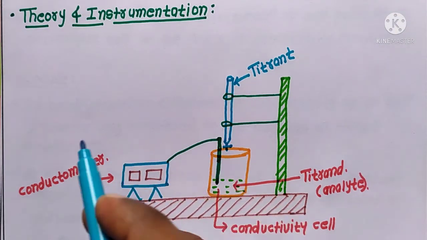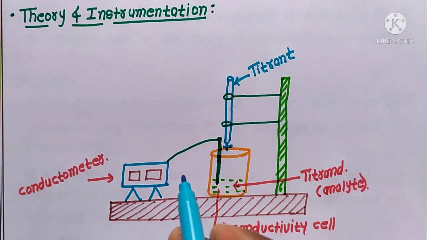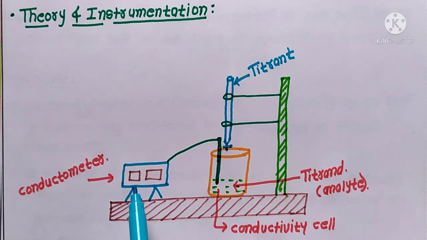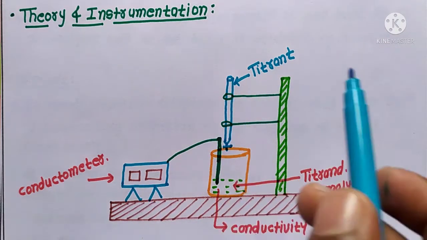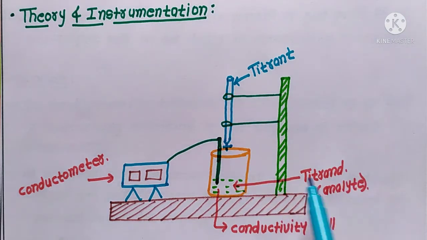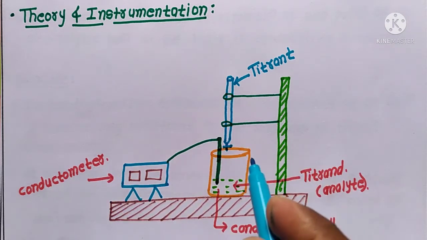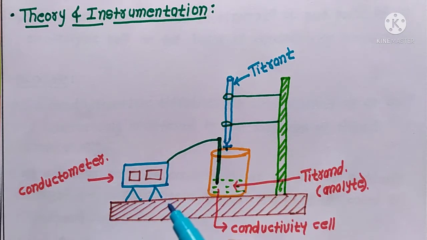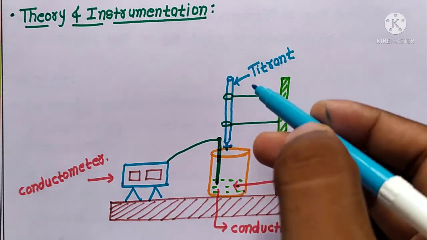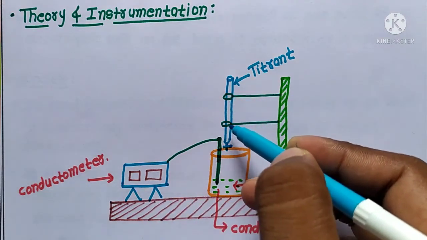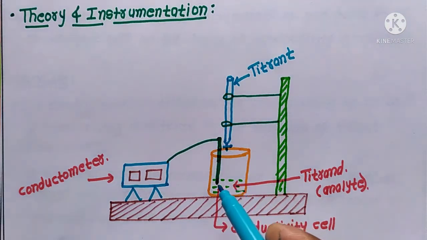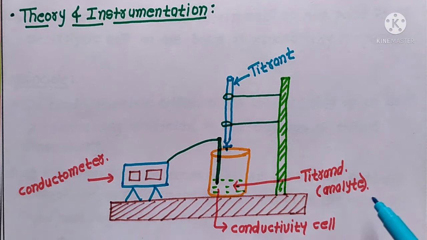Now this is the basic instrumentation of the conductometric titration, which consists of a conductivity cell, conductometer, titrant in the burette and analyte inside this beaker. Now the main purpose of performing this conductometric titration is to measure the concentration of the unknown solution by using the known solution inside this burette, by measuring the conductivity of the given solution or the analyte.